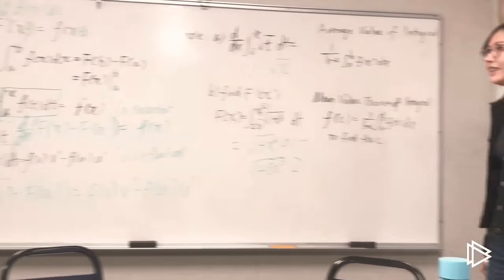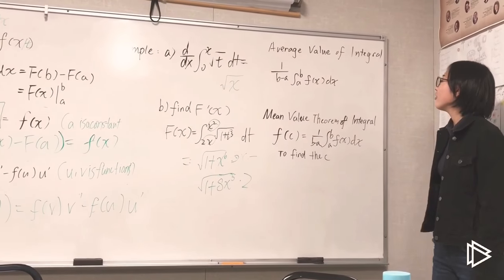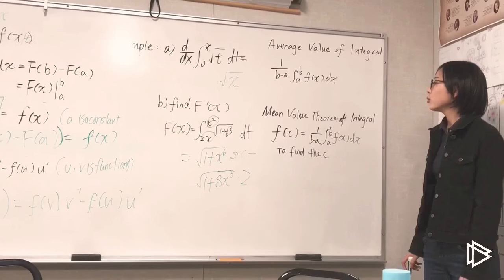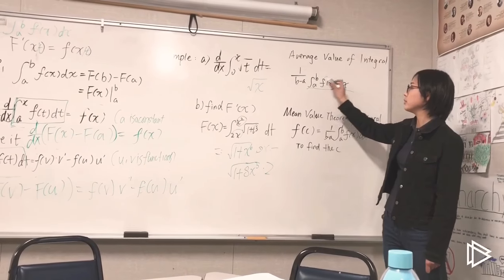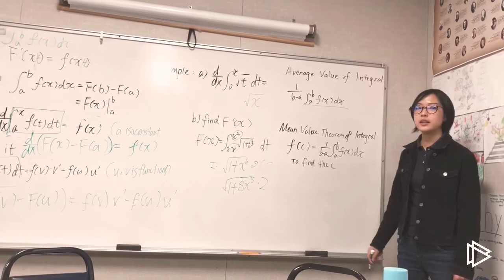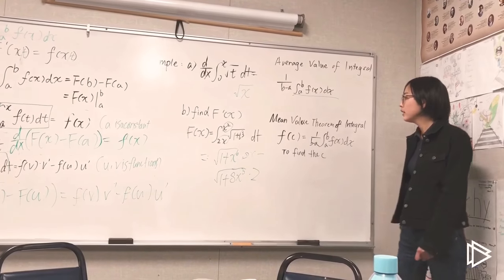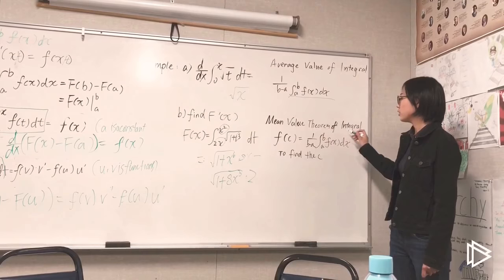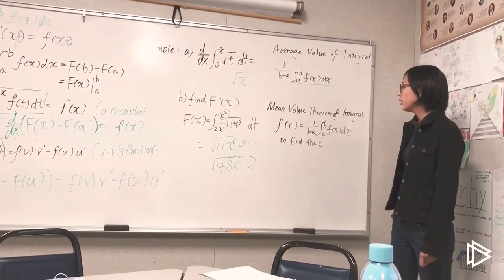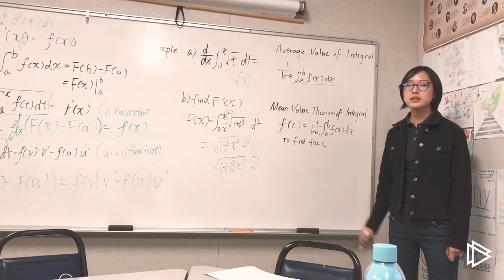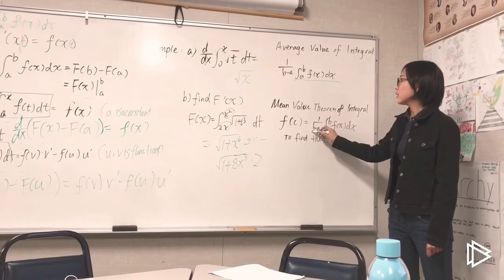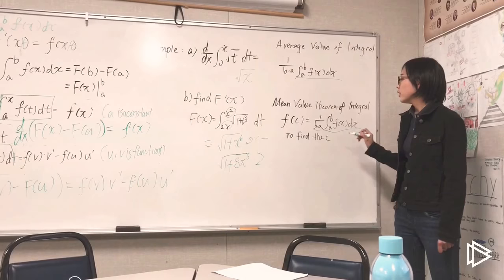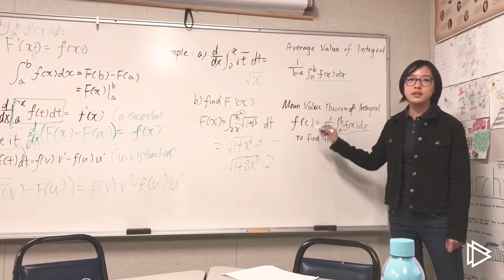Okay. And the average value of an integral: to find it, we need to find the integral of f(x) dx from a to b first, then divide by the interval b minus a. And the mean value theorem of integrals just takes this step further. It states that there is a point c on the function where its value is the average value. So we just need to find the c.